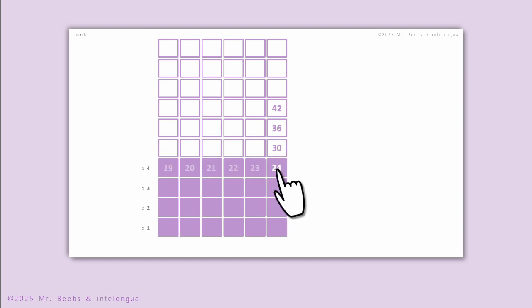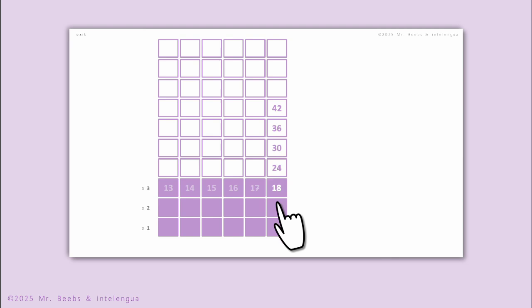24, 18, 12. Let's change direction again to practice adding. Addition is the opposite of subtraction. So, what's the next multiple of 6? 18. For every row, add 6 more.